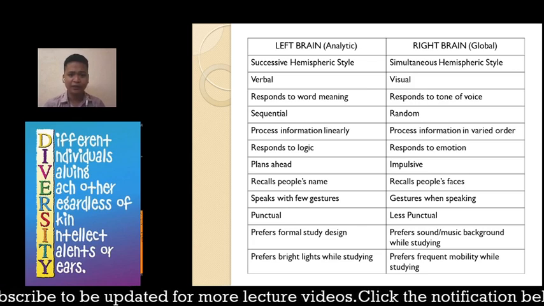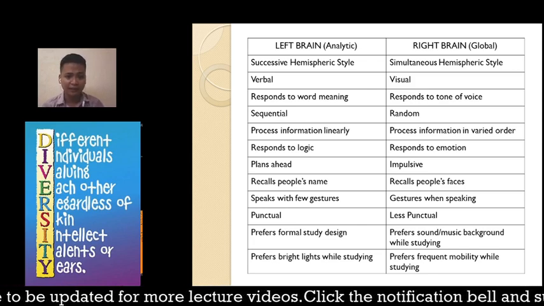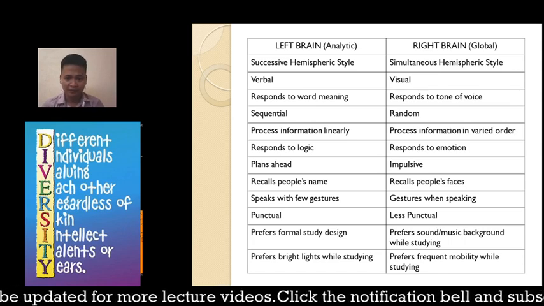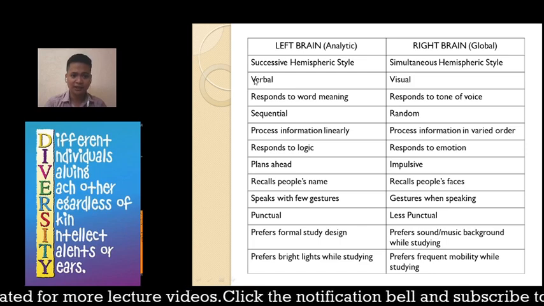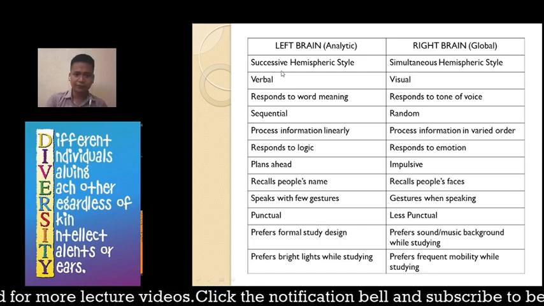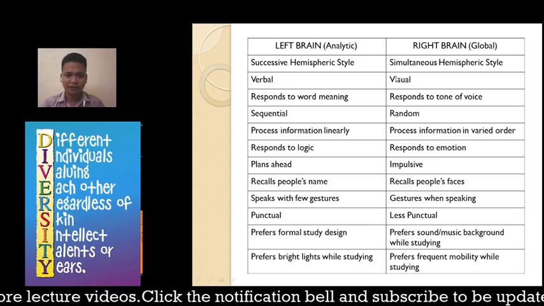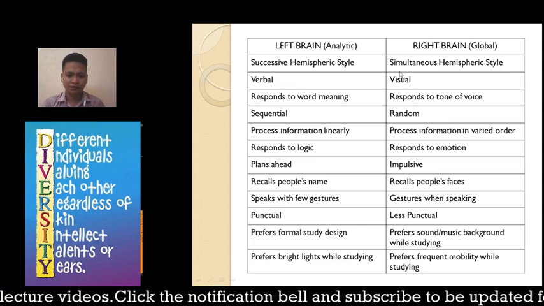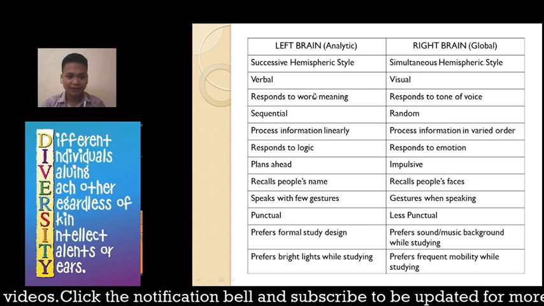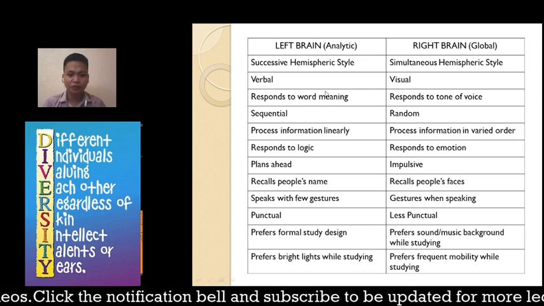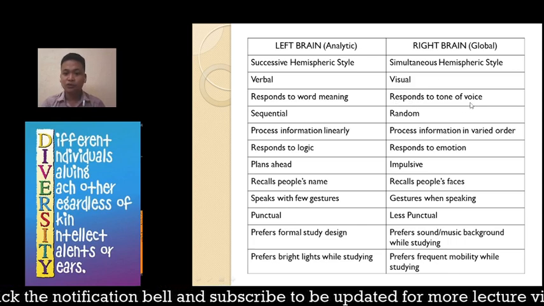For left brain or analytic, successive hemispheric style, and for right brain, simultaneous hemispheric style. So we have there visual. You can see this. The analytic or left brain are more visual compared to the right. Response to word meaning: if you're analytic, you respond to the meaning, whether denotatively or connotatively, and for right brain global, you respond to the tone of voice.